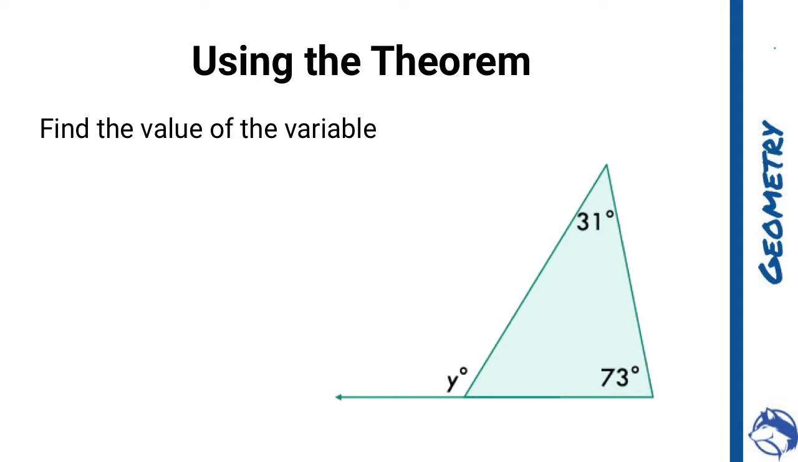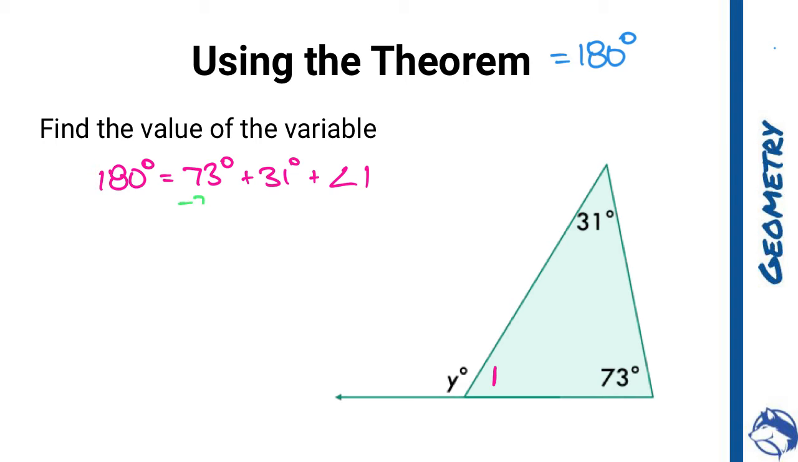So we're going to go ahead and use this theorem that all of the angles equal 180 degrees here. I want to solve for this value y over here, but in turn I probably need to solve for this angle over here, and I'm just going to call it angle 1. So I know that 180 degrees has to be equal to my 73 degrees plus my 31 degrees plus my angle 1. So all I'm going to do is just bring these to the other side.